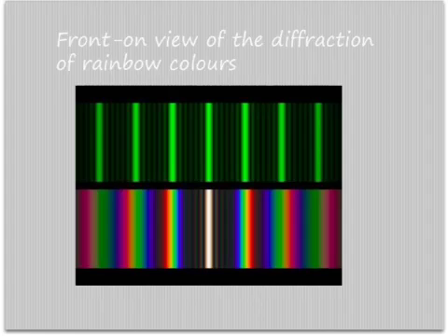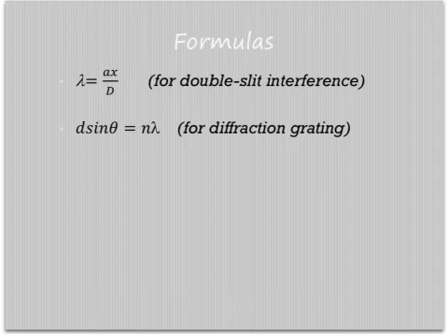When you use green light, of course you only get green colors. Here is central maximum, first order, second order, third order. Likewise on the side. Here is a formula for double slit interference. Here's a formula for diffraction grating or multiple slit interference.